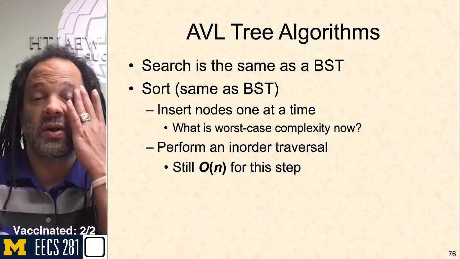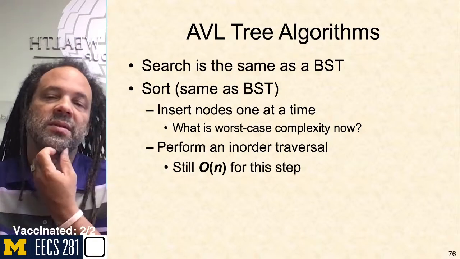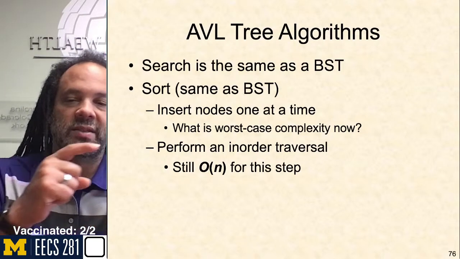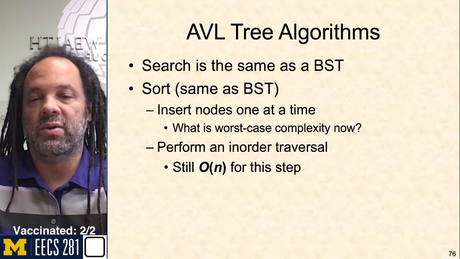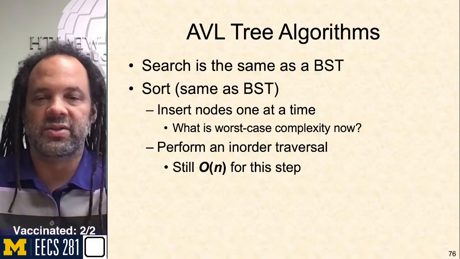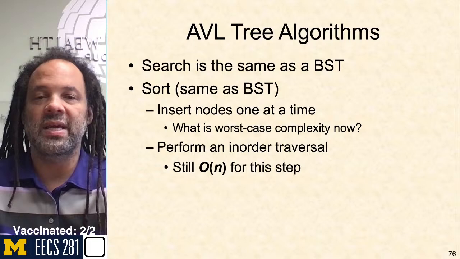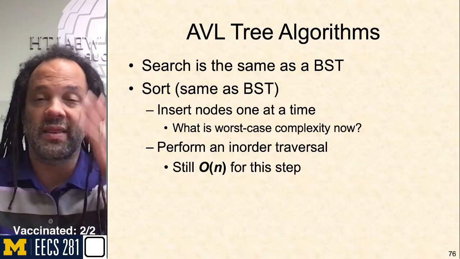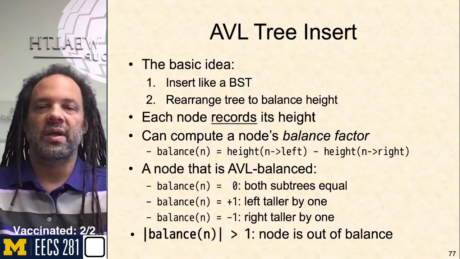log n, because we know that our AVL tree is always going to be a height that's logarithmic, right? So the worst case complexity for insert is that, and if I want to perform an inorder traversal, that's still linear, it's just a tree. So all of the things that we've loved about the BST are still with us in the AVL. All of the good parts of the BST are still good.